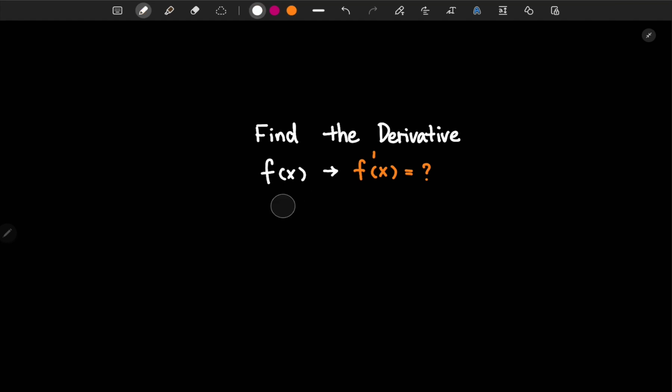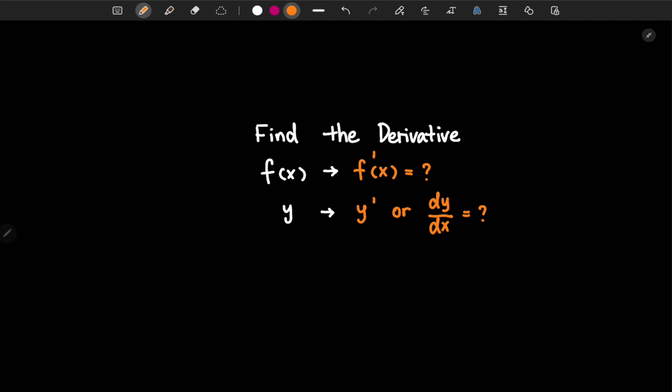Or you can also have a function in terms of y. Then they can ask you what is the derivative of y, which can be written as y prime or dy dx. They essentially mean the same thing. So what is the derivative of y with respect to x? These are the questions you might encounter in the derivative section.